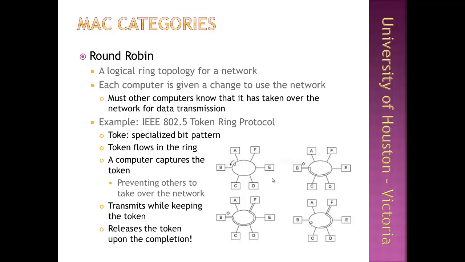The control of handing out turns in the ring structure can be centralized or distributed. The IEEE 802.5 token ring protocol is an example that can adopt this round-robin strategy to share the network. The picture here shows an illustration of the round-robin technology in the 802.5 token ring protocol.